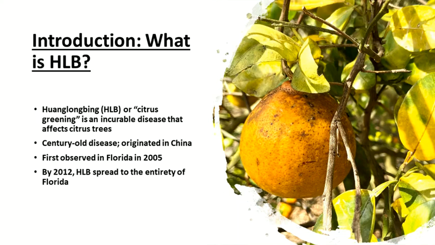Huanglongbing, or HLB, is an incurable disease that affects citrus trees. It is also known as citrus greening. HLB is caused by the bacterium Candidatus Liberibacter asiaticus and spread through the Asian citrus psyllid, which is a gnat-sized insect. The disease originated in China, but it eventually spread to Florida in 2005.